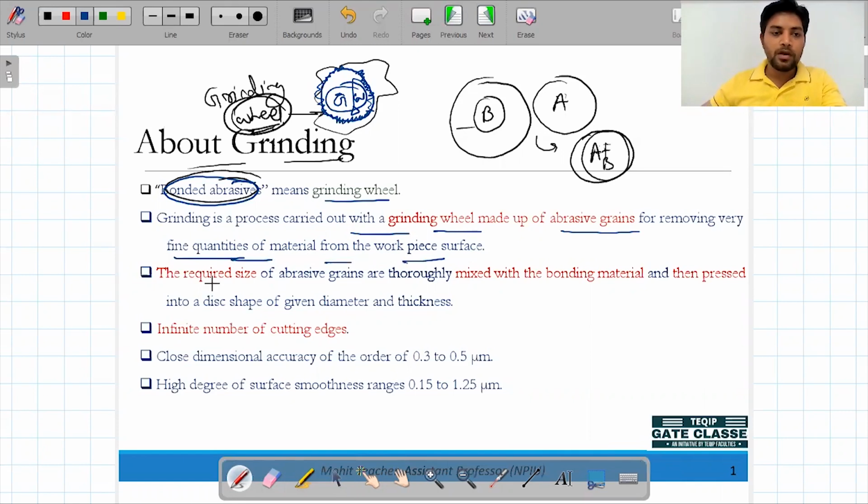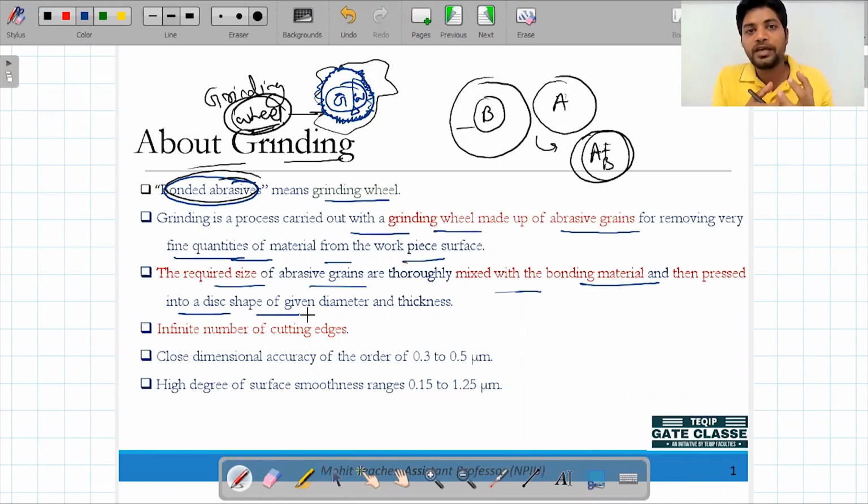The abrasive grains of the required size and shape are thoroughly mixed with the bonding material and pressed into a disc shape. Disc shape here means that when using a grinding wheel, we can increase the thickness depending on the application. If we have to make a grinding cutter, the thickness is very small. If we are going for machining purposes, the thickness is larger.